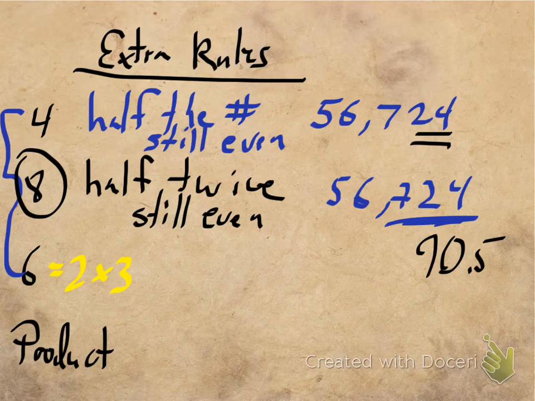Well, in other words, we already checked the 2 rule, didn't we? Yeah. All right, so now check the 3 rule. Add up the digits. If it's divisible by 3, then what have we just shown about the number? It's divisible by both 2 and 3. Well, how do you get 6? 6 is 2 times 3.